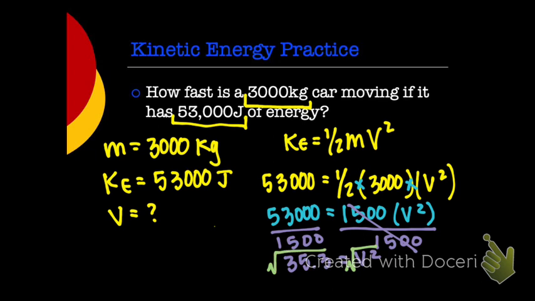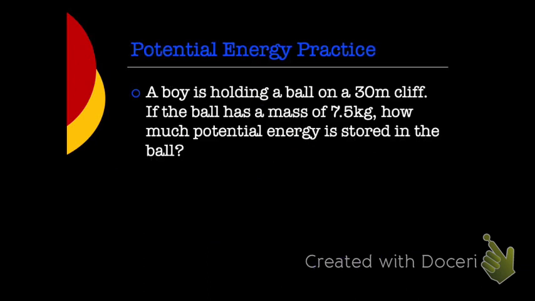Do we understand what a square root is? A square root is reversing a square, right? So we're trying to find what times itself equals 35.3. And we do that in our calculator by taking the second button, then the square root symbol, 35.3. And I get a value of 5.94. So that means my velocity is equal to 5.94. And what would my units be? Meters per second.